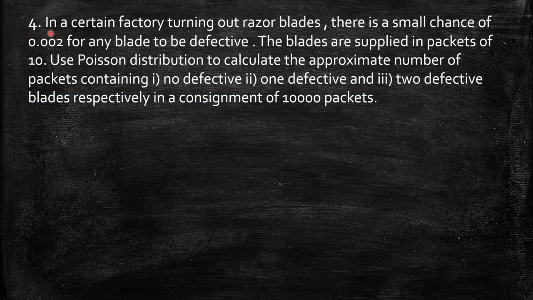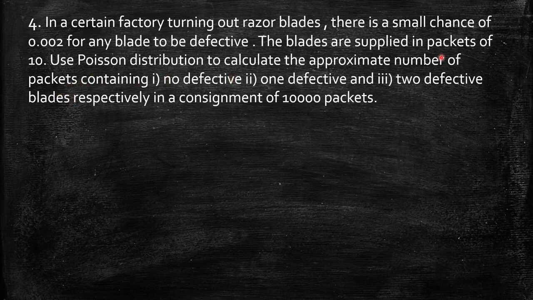Next, problem number 4. In a certain factory turning out razor blades, there is a small chance of 0.002 for any blade to be defective. The blades are supplied in packets of 10. Use Poisson distribution to calculate the approximate number of packets containing no defective, 1 defective and 2 defective blades respectively in a consignment of 10,000 packets. So here they have given the probability of a defective blade, that is 0.002. That means a very small quantity, 1 in 500, and we need to find the approximate number of packets containing.